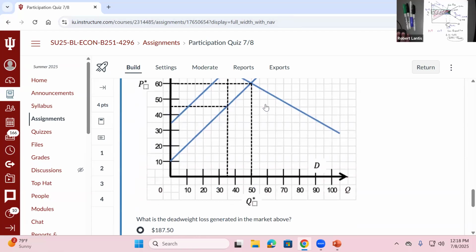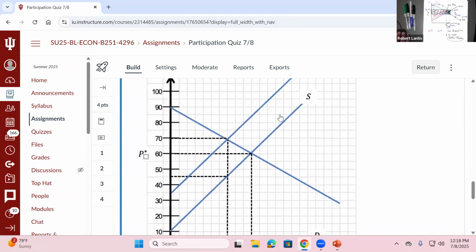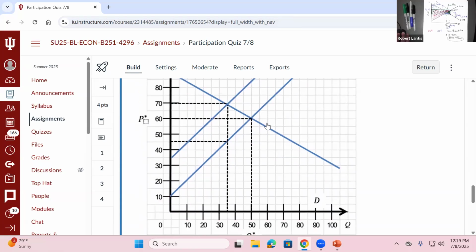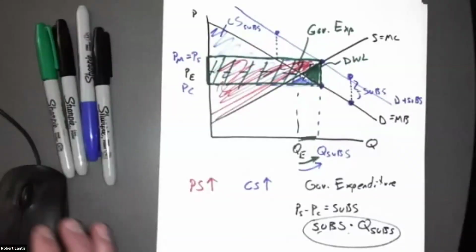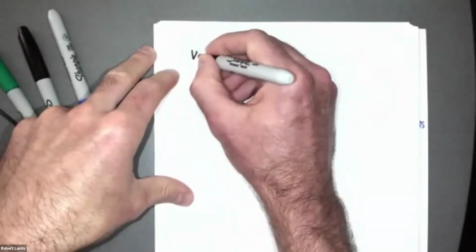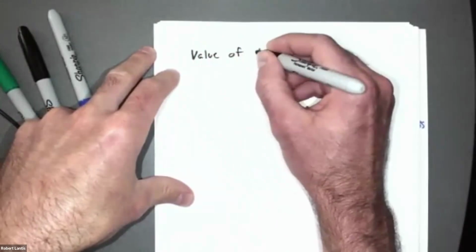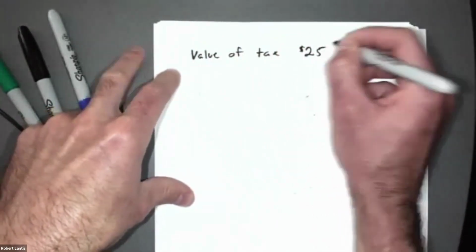It's not too bad. What if I wanted to figure out what deadweight loss is? Okay. So let me think about a trickier way I could do this. Let's say I didn't even give you a depiction, right? So I could actually tell you that the value of the tax was $25.